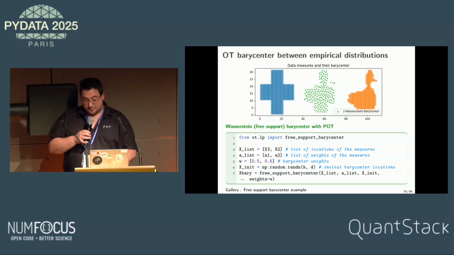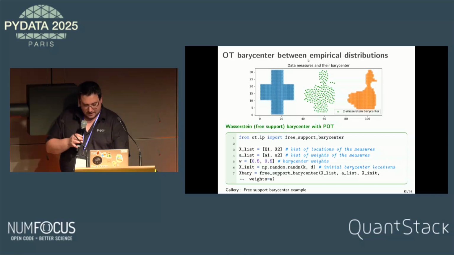And so you just give the position of the points, the weights on the points, the weight of your barycenter. So if you put 0.5, it's going to be in the middle. If you put 0.1, 0.9, you're going to be closer to one of the distributions. So you need to also give it an initialization, and so it's going to return this kind of solution for you.